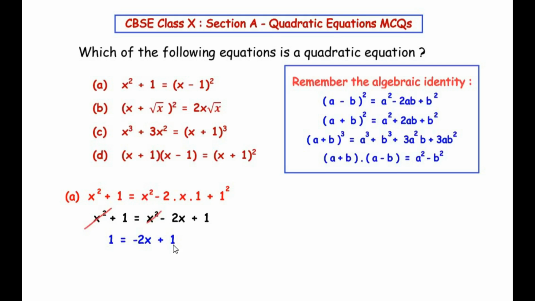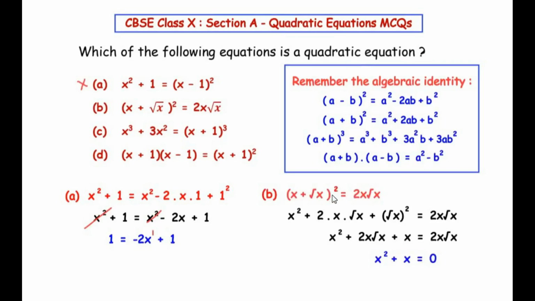Now since we are looking for a degree of x which is going to be 2, but here the highest degree of x is 1, the first option is not going to be our answer. Now let us look at the second option. x plus square root of x the whole square is equal to 2x root x. To expand the left hand side, we have made use of the second identity. So x square plus 2 times x times square root of x plus square root of x the whole square is equal to 2x root x.